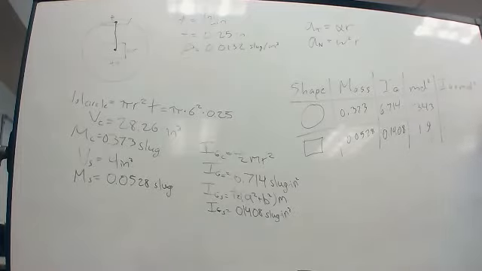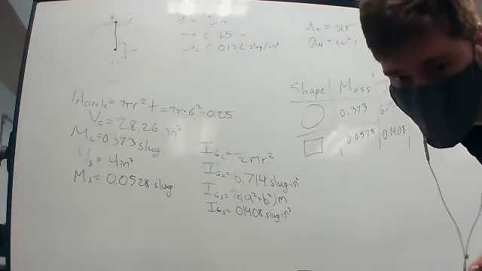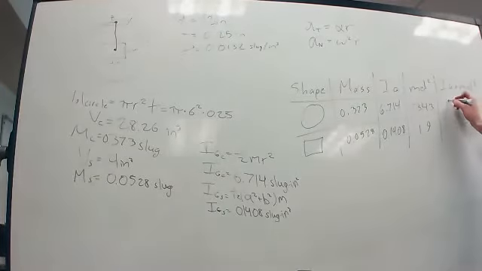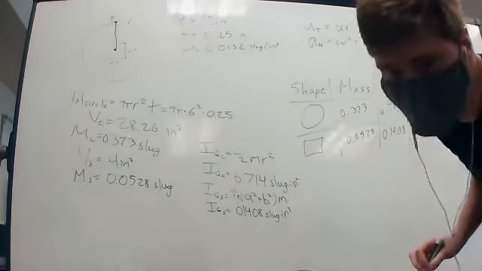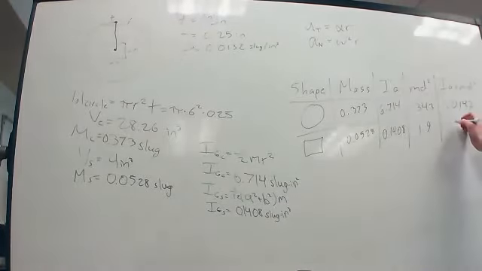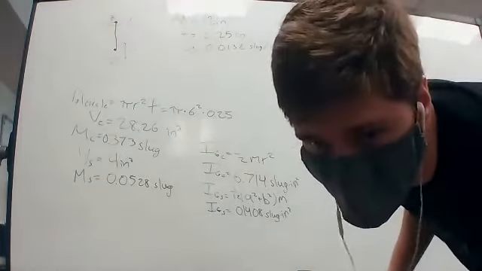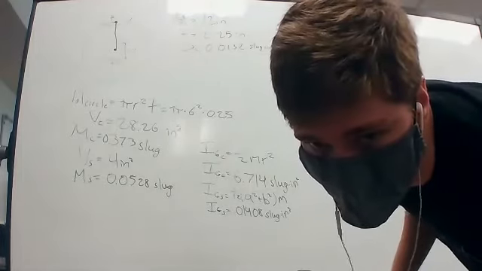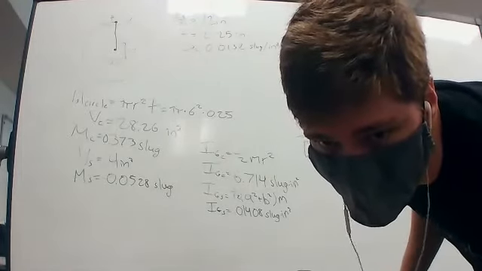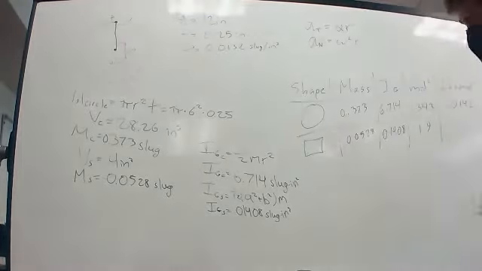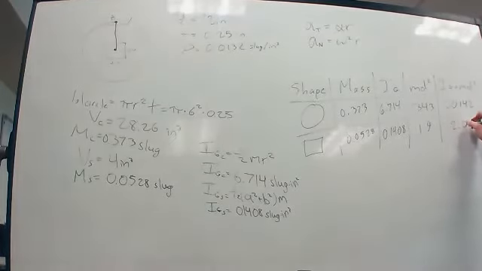Then IG plus MD squared is just the sum of these columns. So 20.142 and 2.04. It's just this plus this equals this.